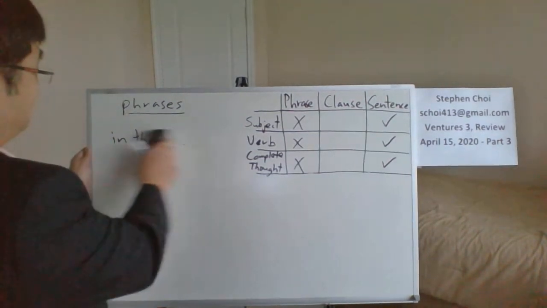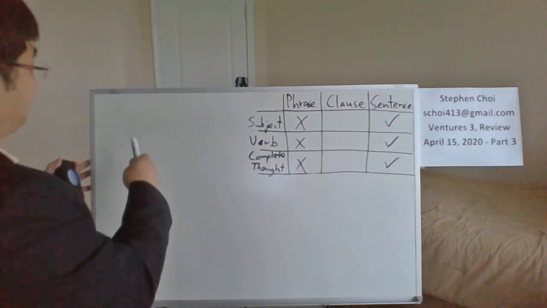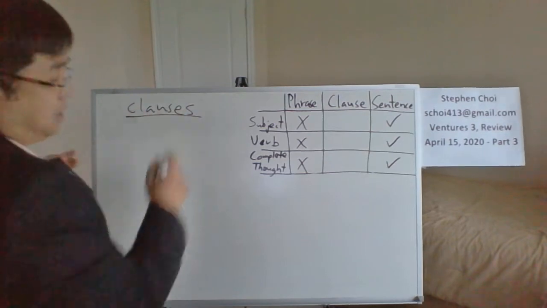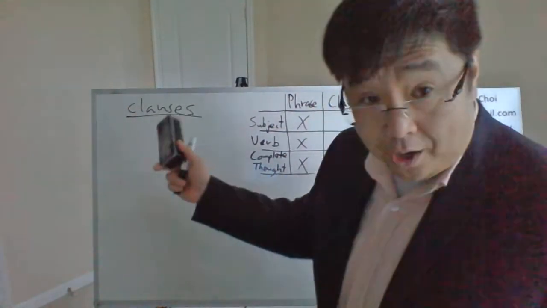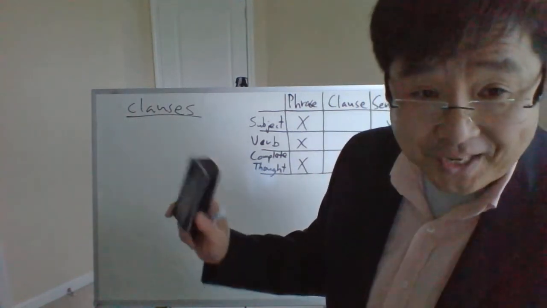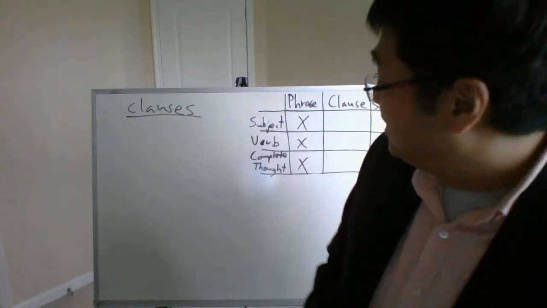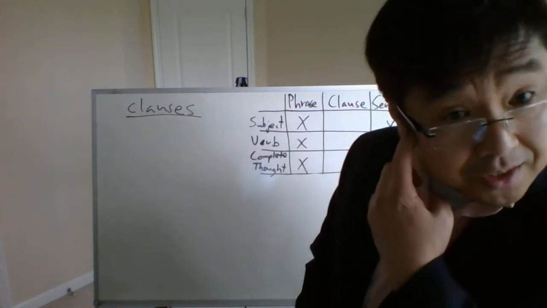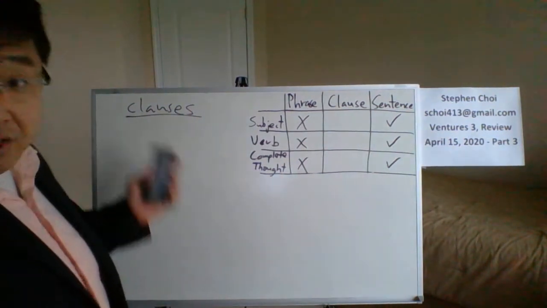Let's move on to clauses. This is a little bit more difficult. What are clauses? This is clauses, not Santa Claus. Santa Claus, it's not spelled that way. Anyway, this is not Santa Claus. This is English grammar clause. How do you know when you see a clause?